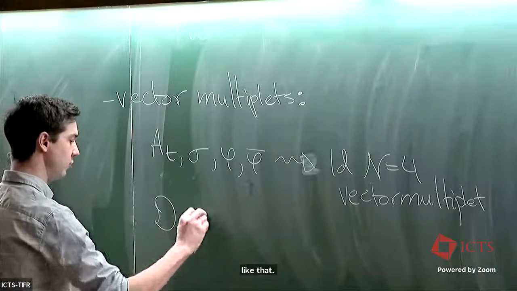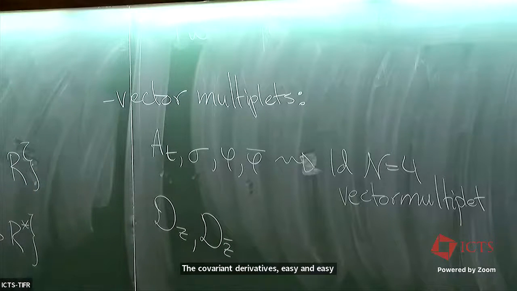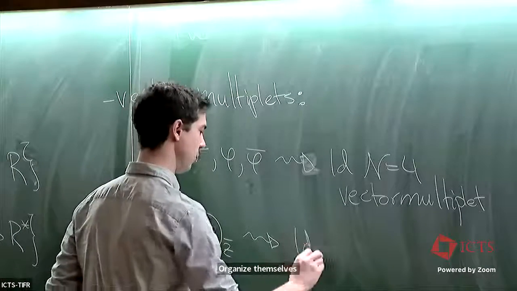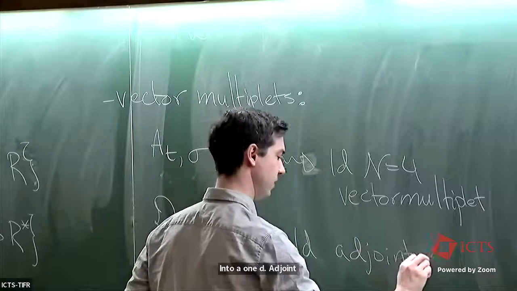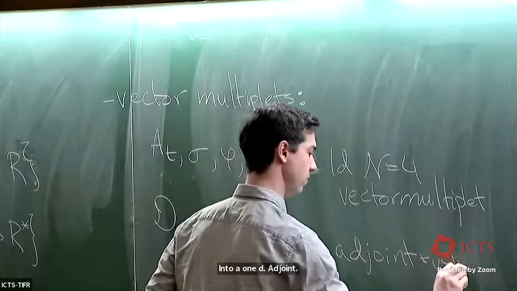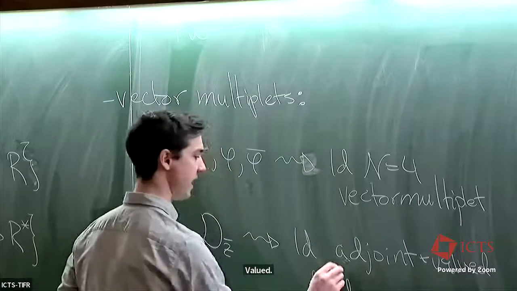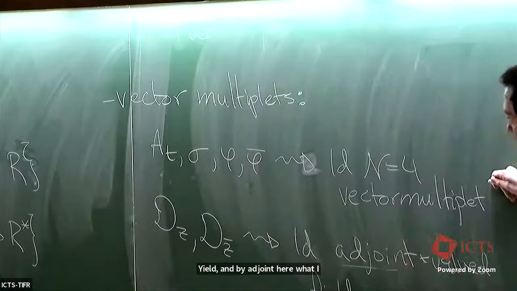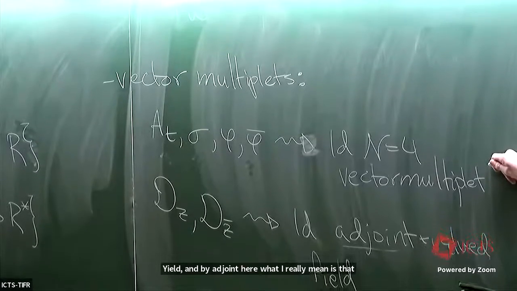The covariant derivatives, dz and dz bar, organize themselves into a 1D adjoint valued field. And by adjoint here, what I really mean is that from the one-dimensional perspective, the gauge group is much larger than just G.